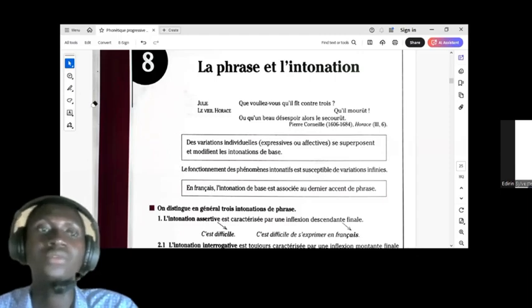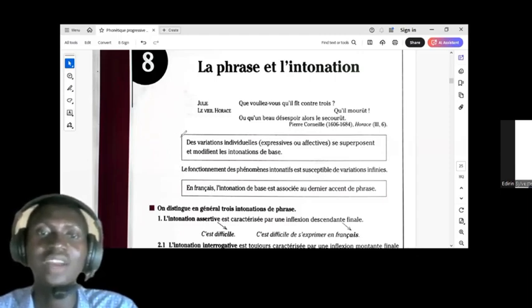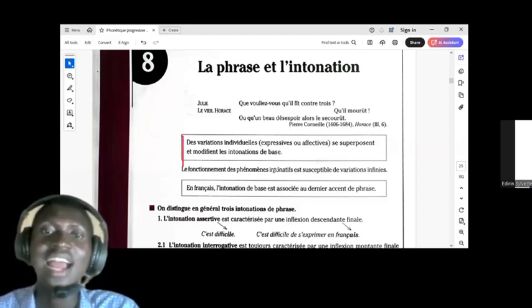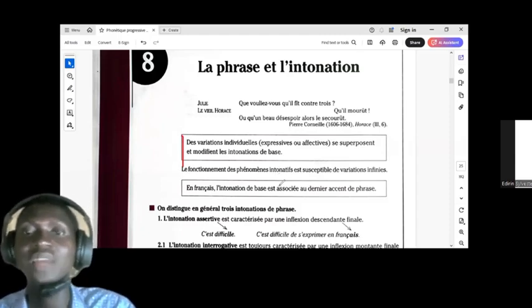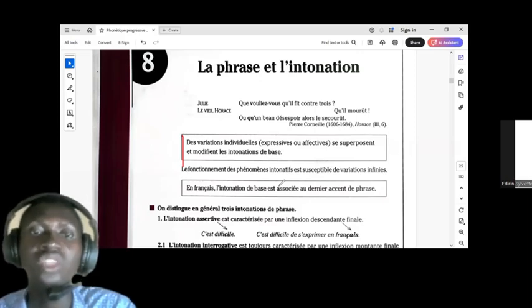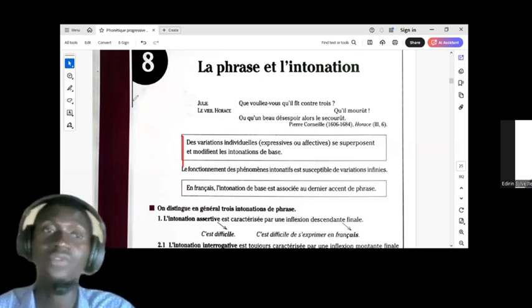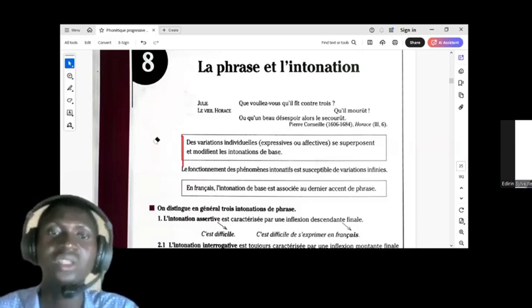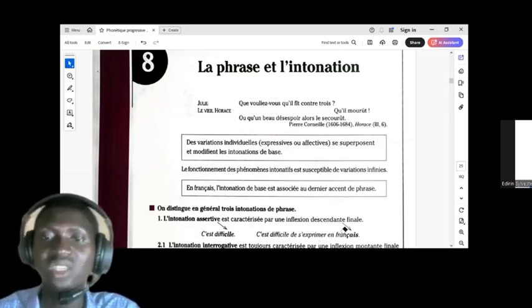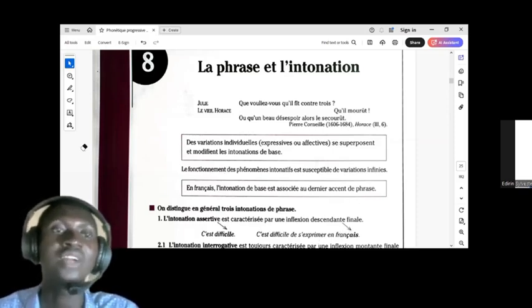Now look at it. We have what here in this box, des variations individuelles, expressives ou bien affectives se superposent et modifient les intonations de base. So human variations in speech determines intonation at times, so note that. And aussi, en français, l'intonation de base est associée au dernier son de phrase.